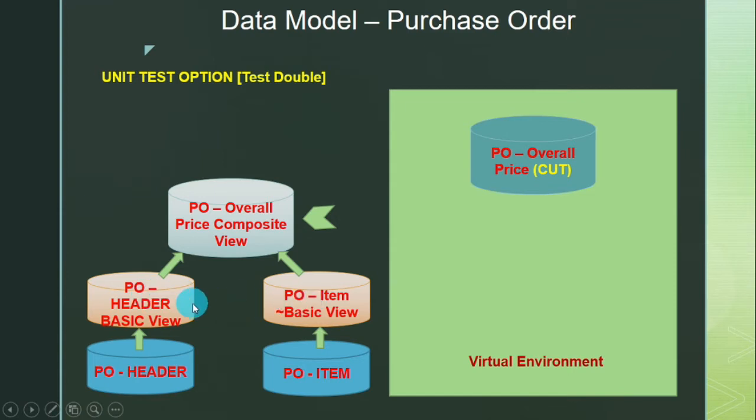By the way, what is a test double? A test double is sometimes also called stubbing. In my simple language I would call it faking of the data. So I'll create a fake PO header basic view within this virtual environment like this, as well as the PO item, and I have marked them as fake. That means I will populate the PO header as well as PO item with my own custom data, the information that I'm interested in. So manually I'll just fill it in over there. How to do that, we will shortly see when we get into the hands-on section.